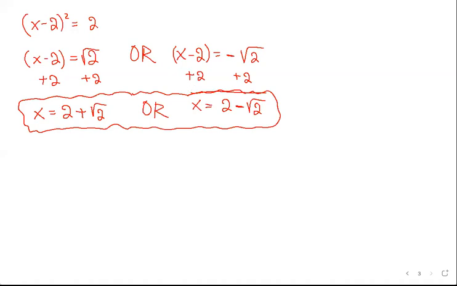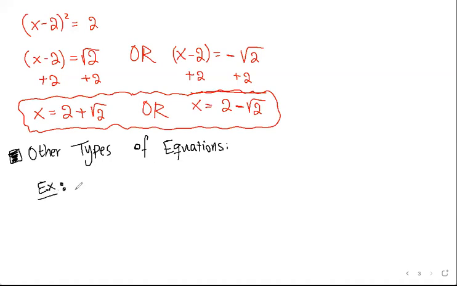The last thing in this section: other types of equations. So we're going to solve something like that. It's not linear, it's not quadratic. Let me give you an example. We're going to solve something like that.